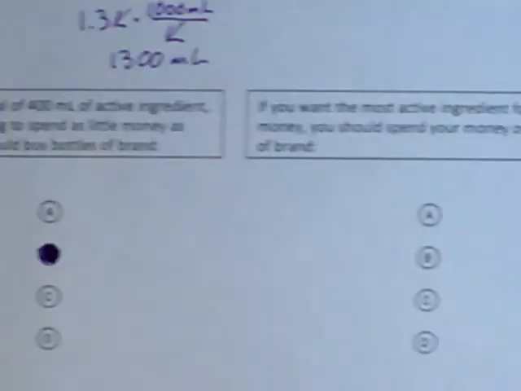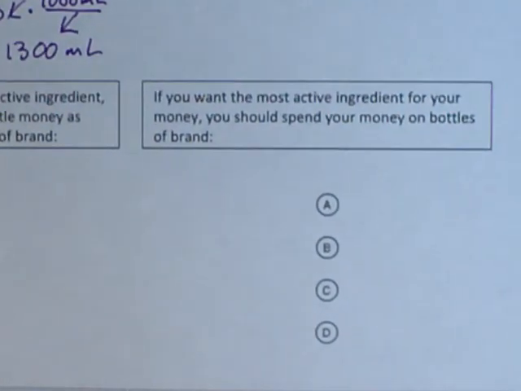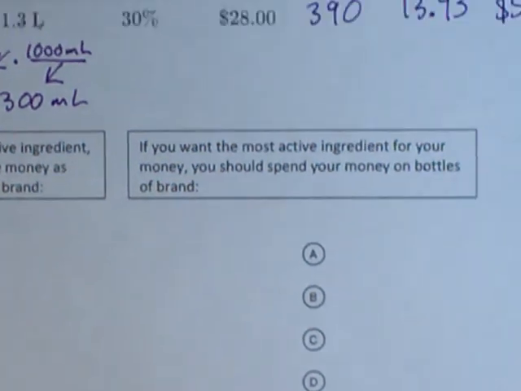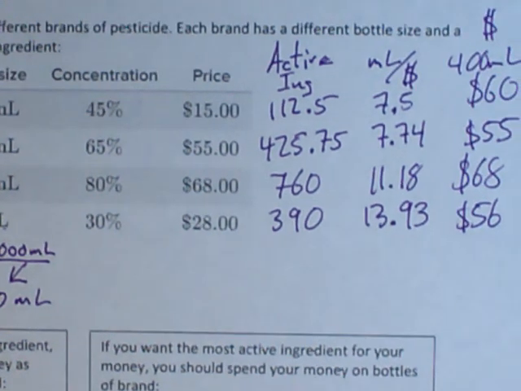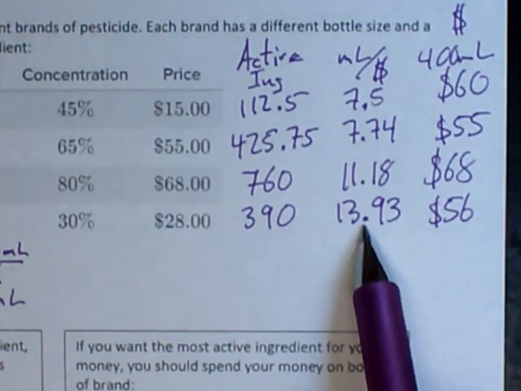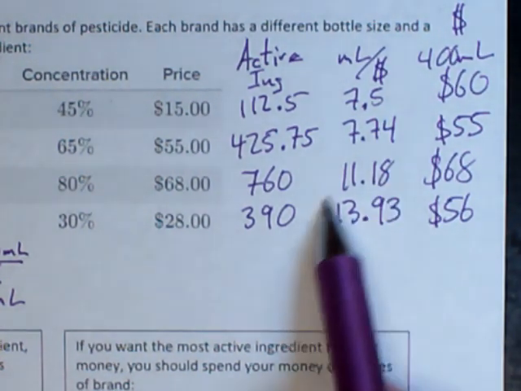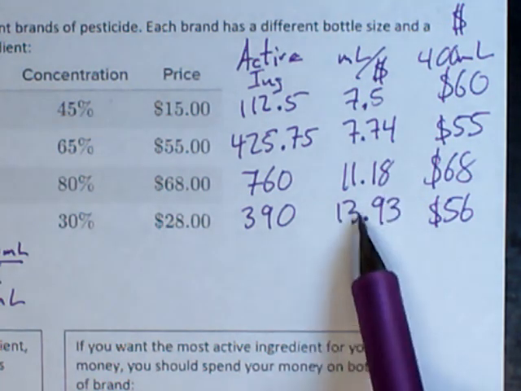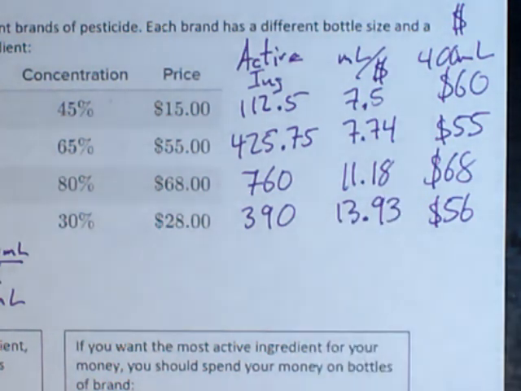But the second question is, if you want the most active ingredient for your money, you should spend your money on bottles of which brand. Let's take a look. Really what we need to consider is this column here, milliliters per dollar. This one gives us the most milliliters per dollar, and so it's the best deal if we just want a lot of active ingredient.